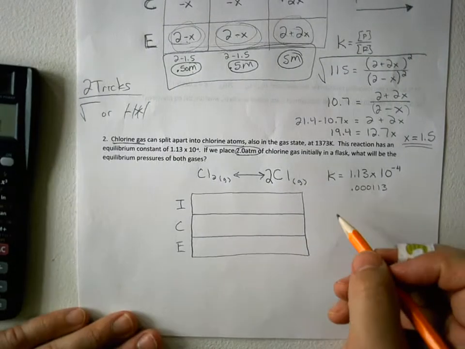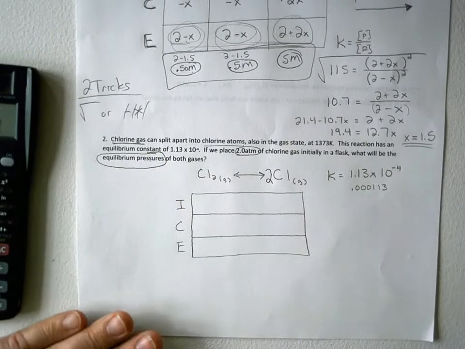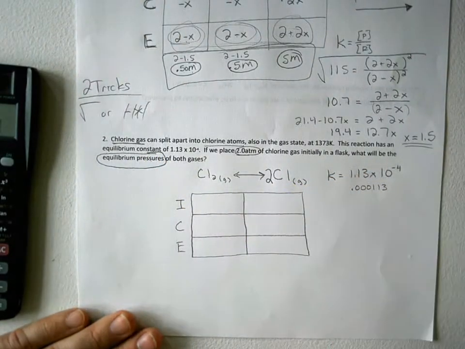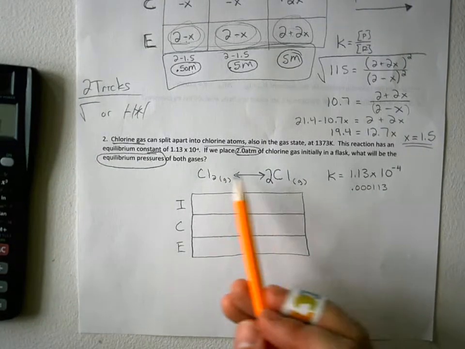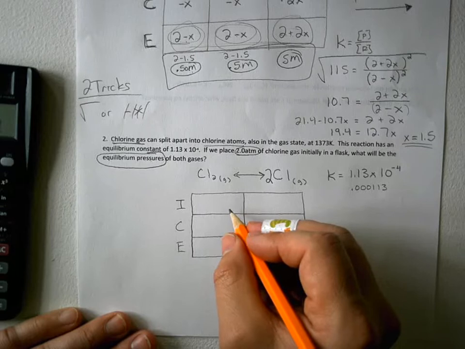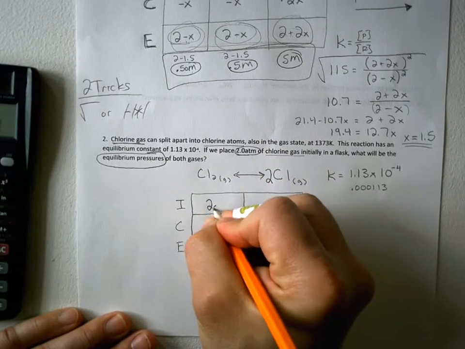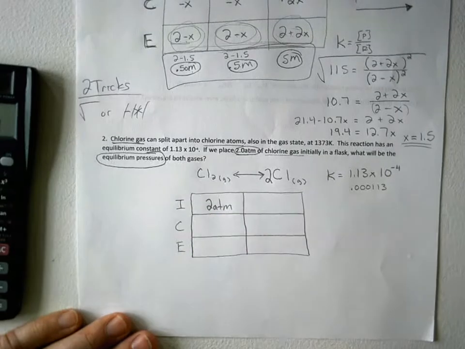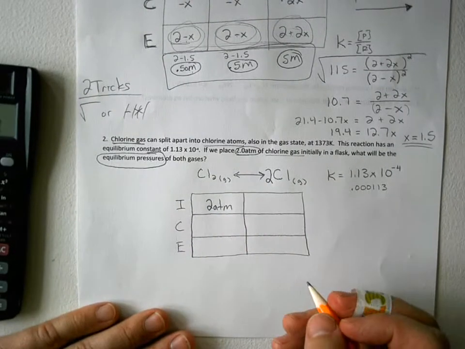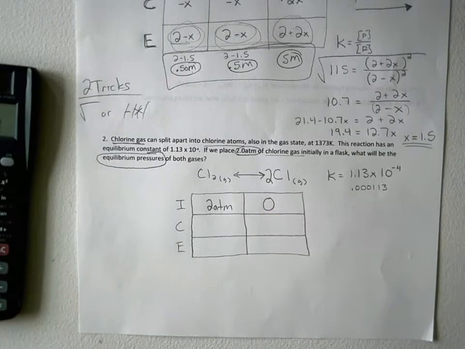So this is an ICE table problem because the question is asking for what are the equilibrium pressures of both gases. So I'm going to set up a little 2x3 table here because I have two species in this balanced equation. Now I'm going to put in my initial values here. So it says we have 2 atm of chlorine gas. So we have 2 atm here. It doesn't mention the atoms at all. When something's not mentioned, I would assume we have 0 of that.